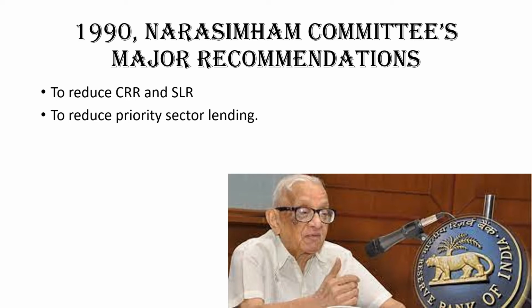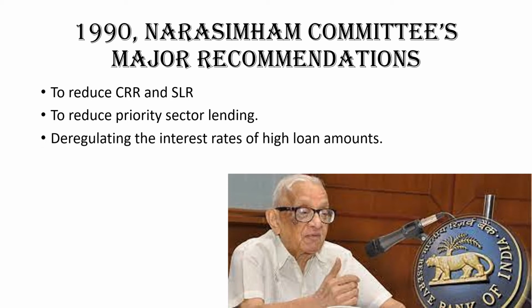Second one was to reduce the priority sector lending. The directed loans must be reduced to 10% from 40% of the total liabilities of the bank. This will reduce the burden of the commercial banks in providing high risky loans to the priority sector, and allow providing loans to the low risky and more return friendly corporate sectors. Third one was to deregulate the interest rates of high loan amounts according to a base rate and upper rate as per the market rates.